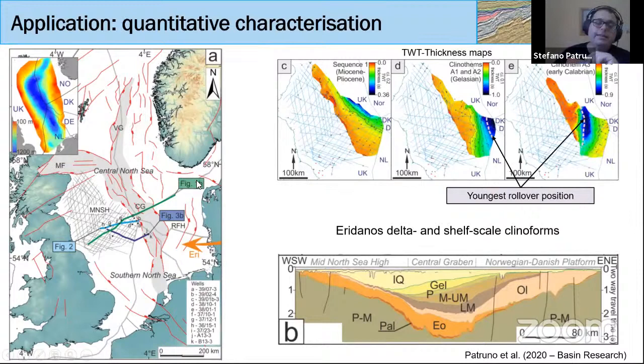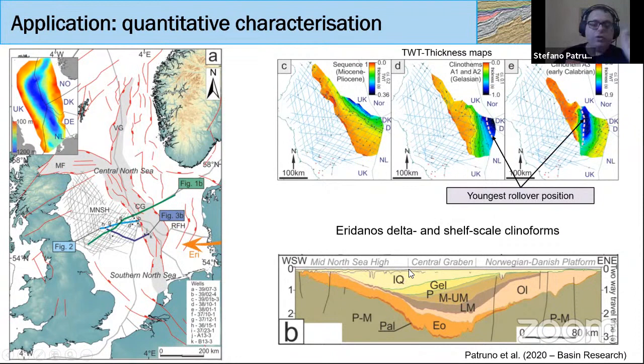And essentially, this system managed to prograde the entirety of the North Sea basin, which is several hundreds of kilometers. Particularly from the Miocene to the early Pleistocene, we start forming these big clinoforms, as you can see at the scale of shelf edge: Oligocene, lower Miocene, upper Miocene, Gelasian, and lower Quaternary. We are looking in particular at the last phase of this progradation.